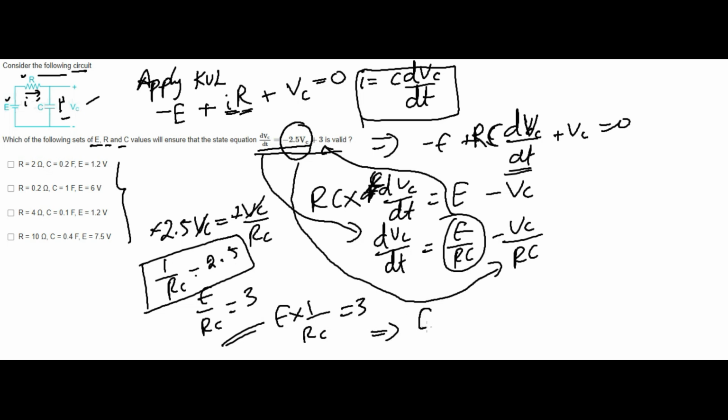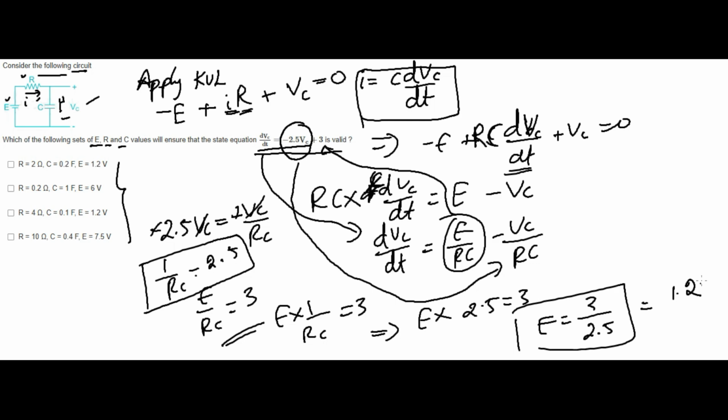So E into 2.5 is equal to 3. Therefore E is equal to 3 divided by 2.5, which is 1.2 volt. So I hope you can find the answer: 1.2 volt. In this equation, R equal to 4 is the product of R and C, so here the product of R and C you have to consider. The product of R and C is 2 divided by 5. So the answer will be 4 as well as 2, that's all.